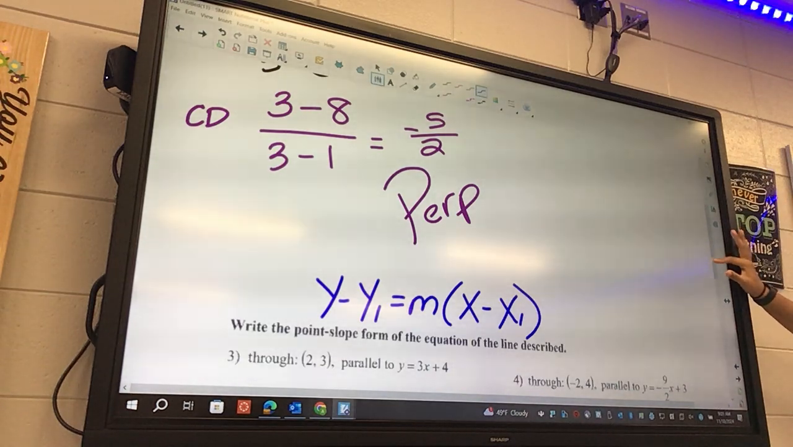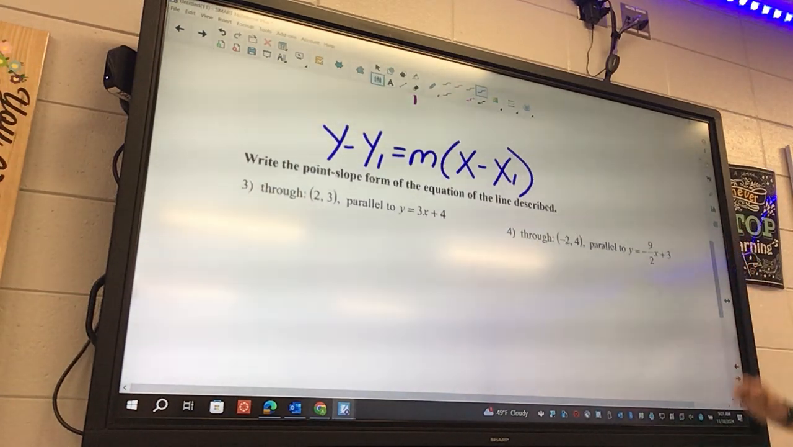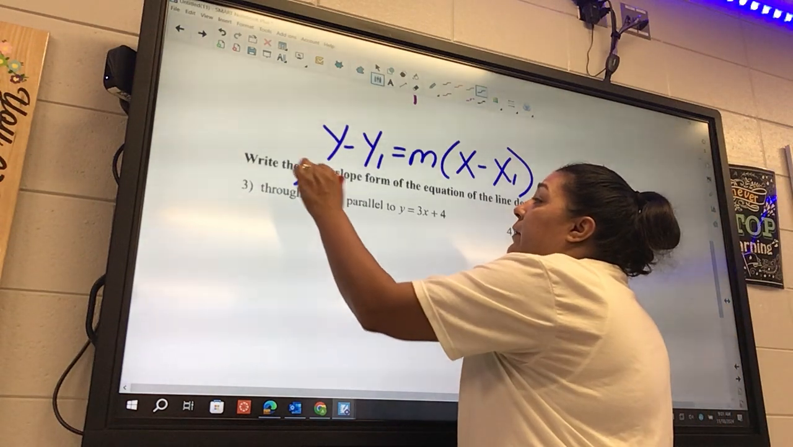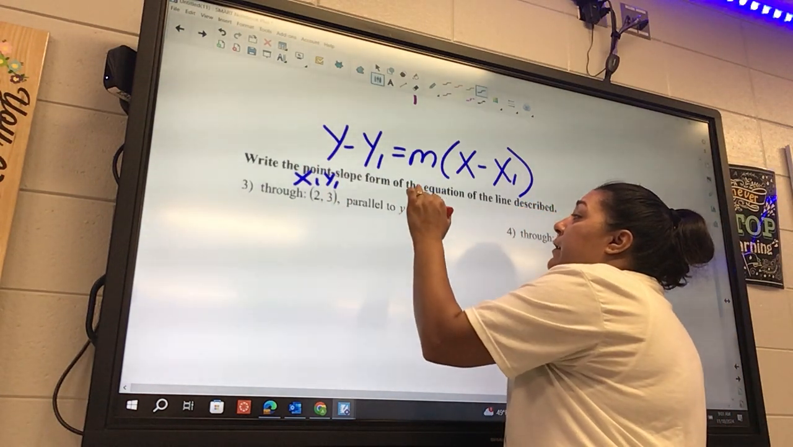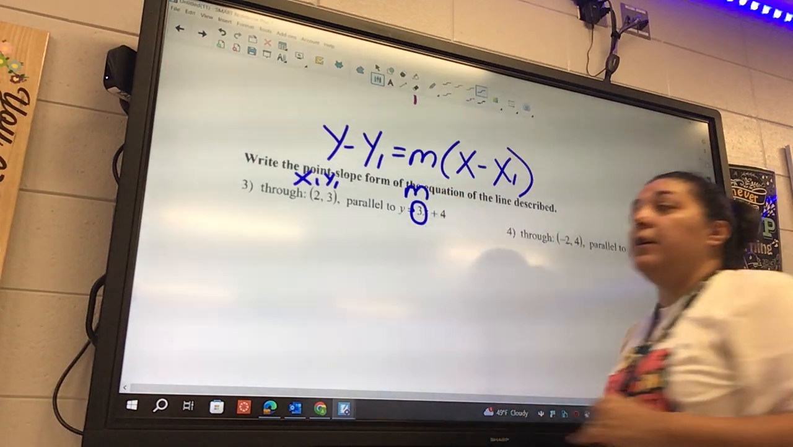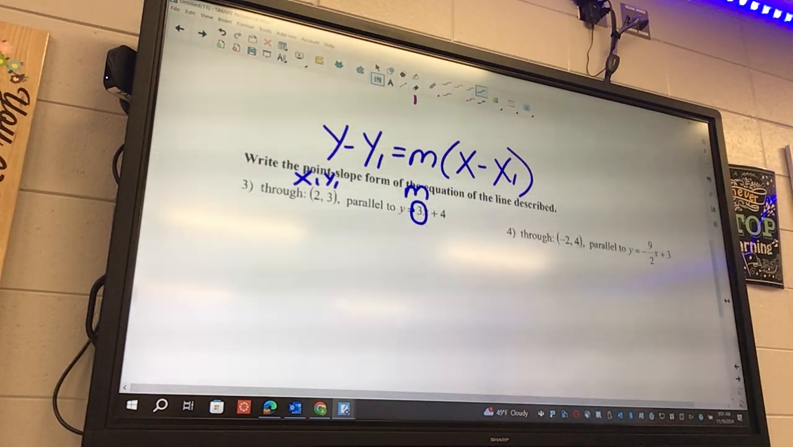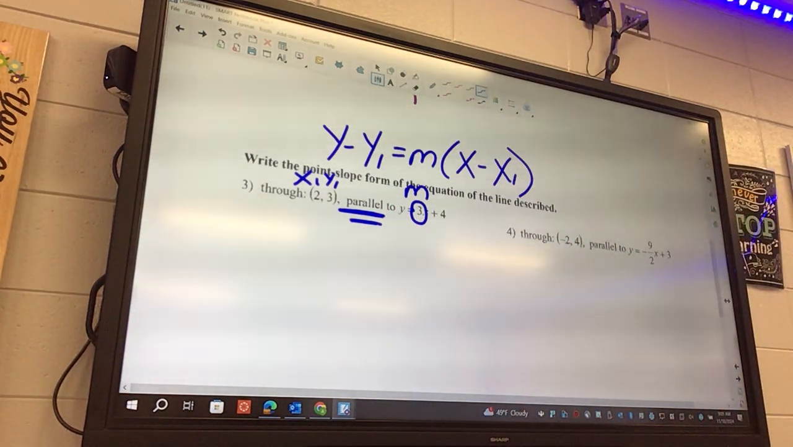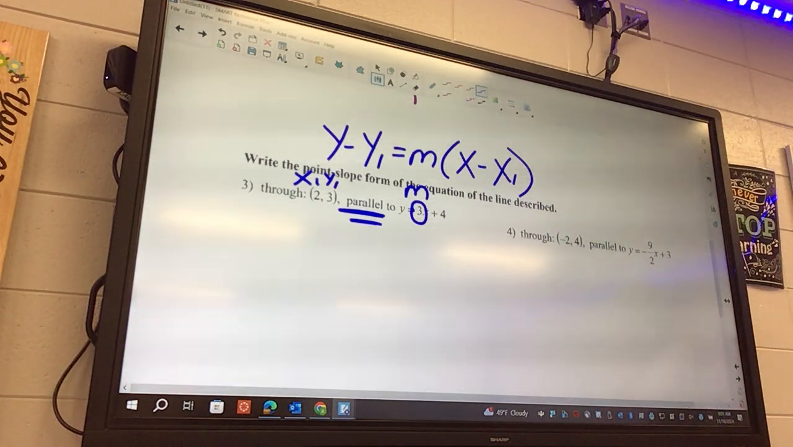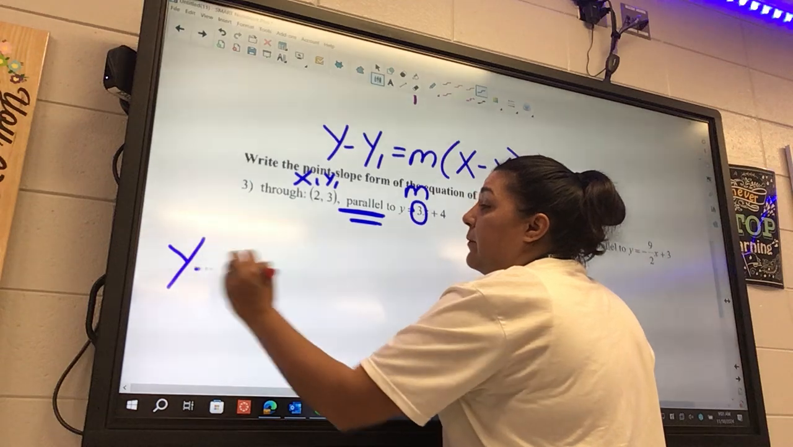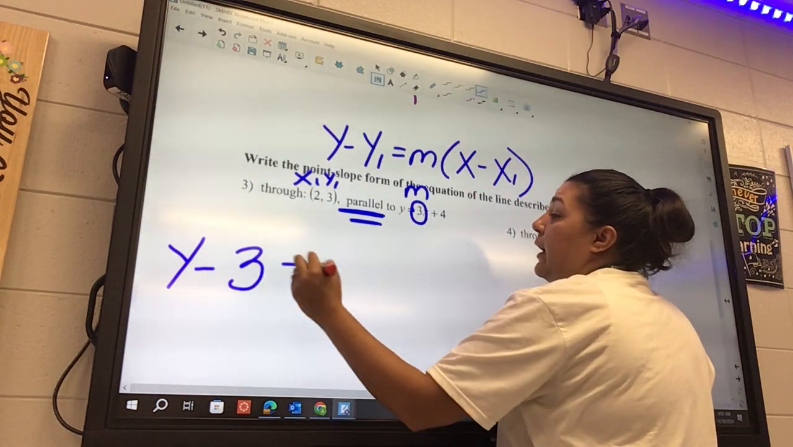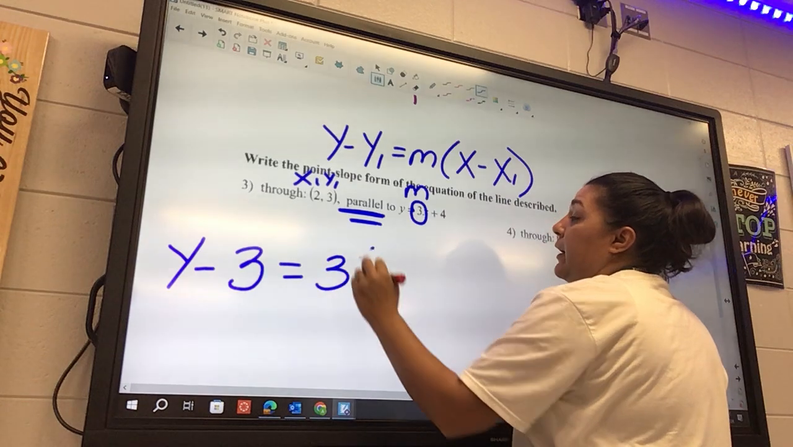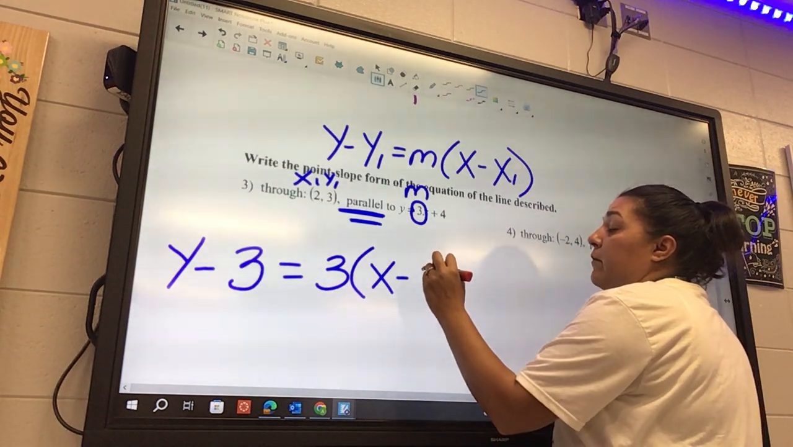Okay, you need this formula to do this next one, so make sure that it's on your paper. You're going to label x1, y1, and this is your m. Pay attention whether it is parallel or perp. Is this one parallel or perp? Parallel, so keep the slope the same. So y minus, what is my y1? 3 equals my m, which is 3, x minus my x1, which is 2.